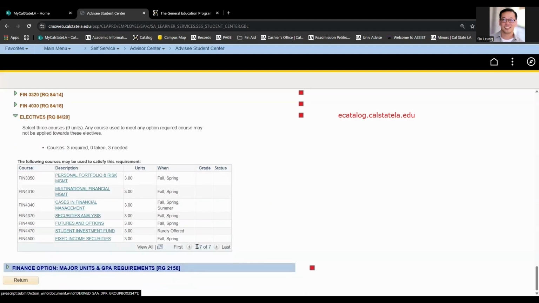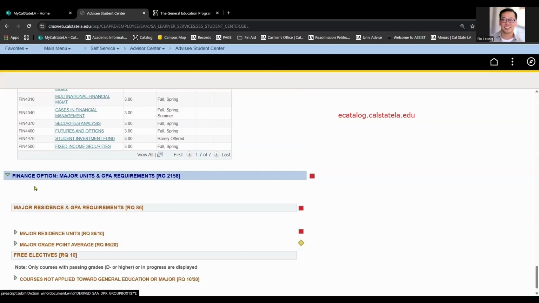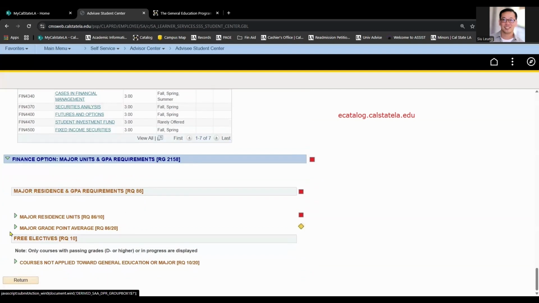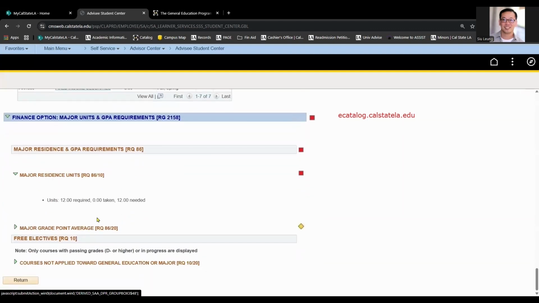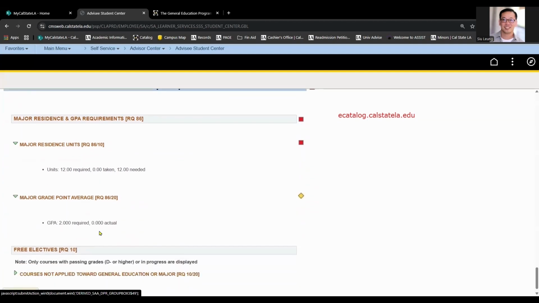All right, so almost done talking about the CAAR. It's the last little tab here. This one's talking about the major units and the GPA requirements, right? Of course, in your major, you have to have a certain number of units in residence. So this will tell you if you're meeting that. You need at least 12 units in residence in your major here. And of course, you need at least a 2.0 GPA in your major. As you can see here.